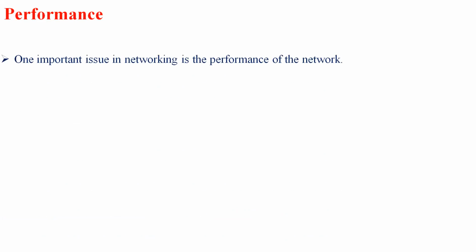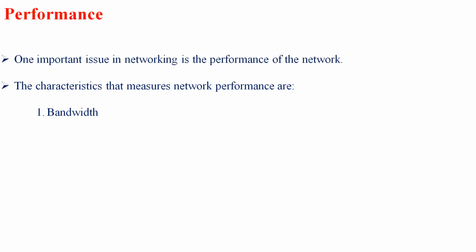Next, we have a parameter called performance. Performance is an important topic for knowing how good a network is. Up to now, we have discussed the tools of transmitting signals over a network and how the data will behave. Now we have one important issue in networking, which is the performance of a network. How good is the network? How will it perform? We discussed quality of service and overall measurement of network performance. The characteristics that measure network performance are bandwidth, throughput, latency, and jitter. So let's look at these 4 entities.